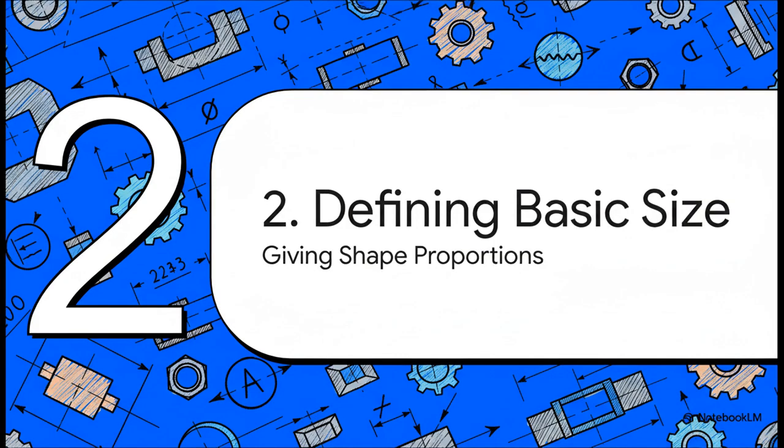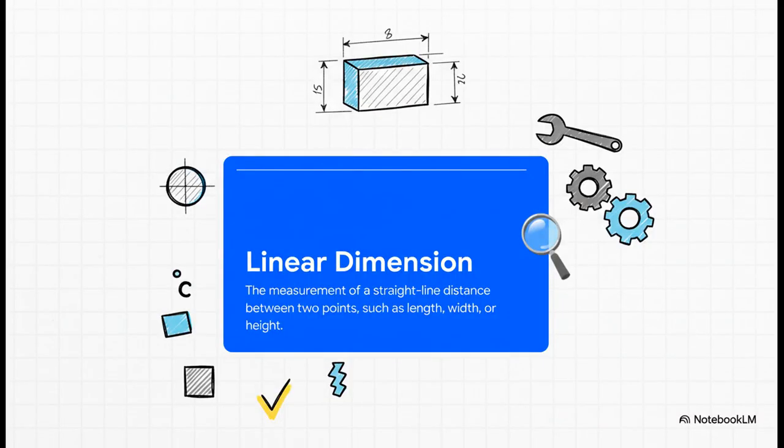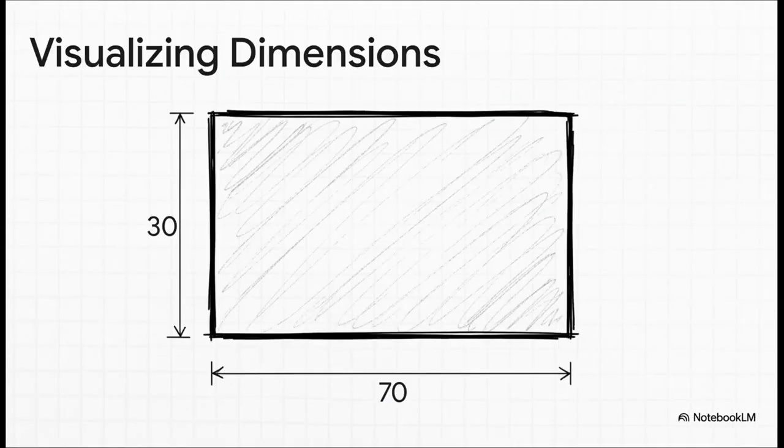All right, let's start building our part. The very first thing you have to do is define its basic size. Before we worry about any of the fancy details, we've got to give our shape its fundamental proportions. This is square one. And the most basic building block of this language is what's called a linear dimension. It's super simple. It's just the measurement of a straight line between 2 points. You can think of these as the nouns of the drawing: the length, the width, the height, the absolute fundamentals. And here's what that looks like. The height is 30 millimeters. The width is 70. See, there's no guesswork here. It's clean, it's simple, and it's totally unmistakable.